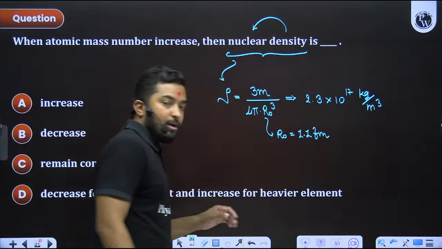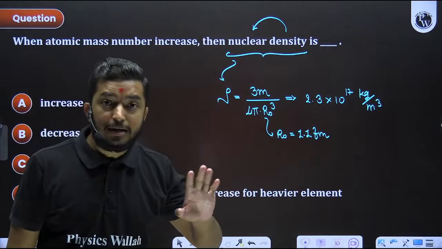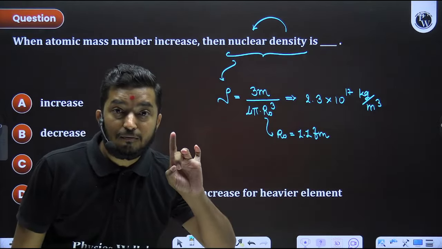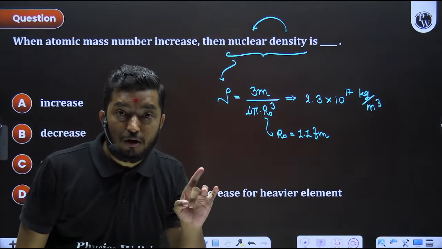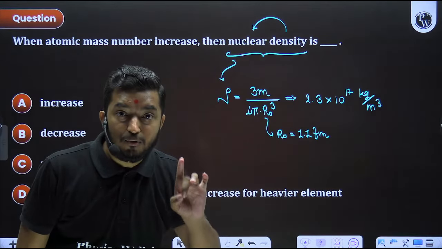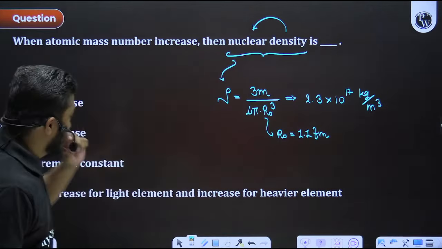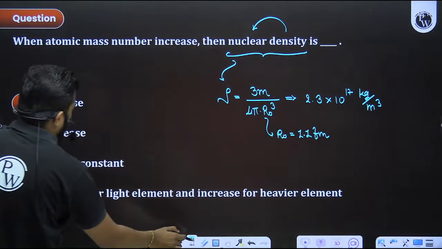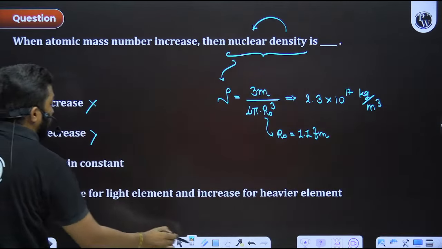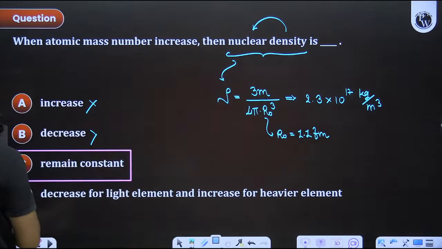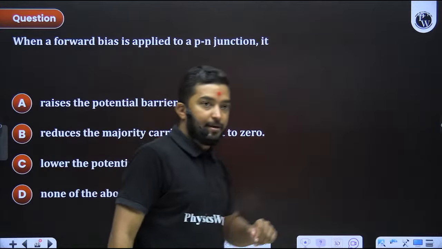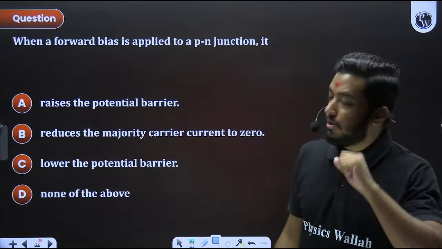So the value of rho does not depend on the value of A, the total nucleons, or the number of protons and neutrons. Here, does it increase? No. Does it decrease? No. Does it remain constant? Yes. The density remains constant at the nuclear level. Perfect, dear. Okay, so move on to the next question.